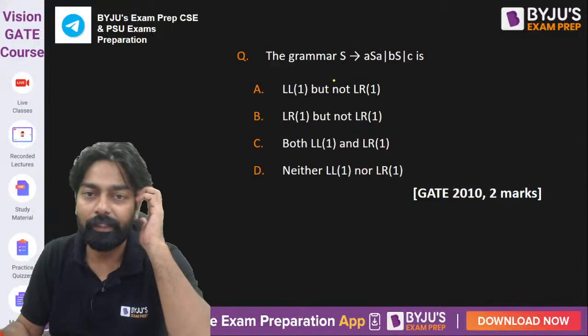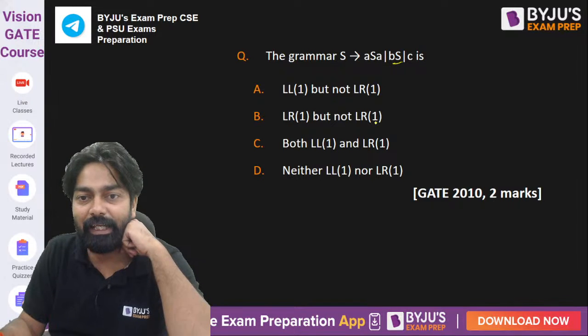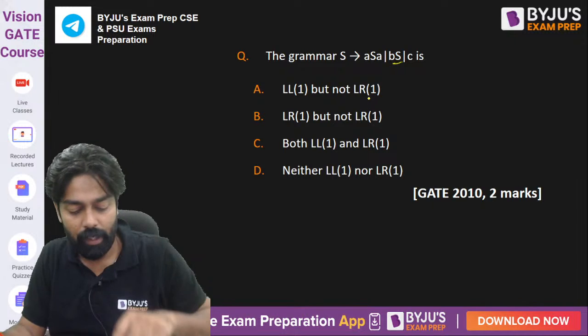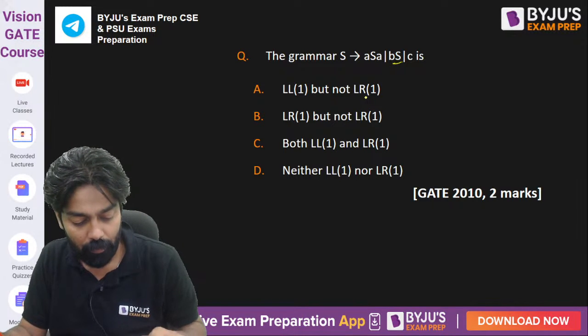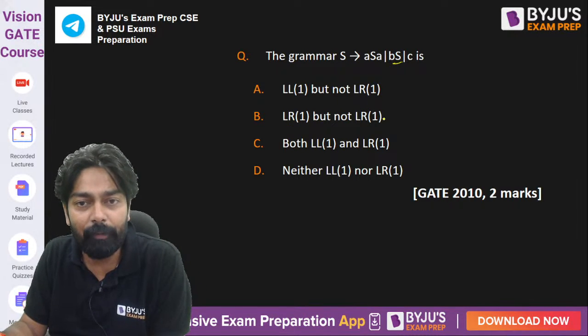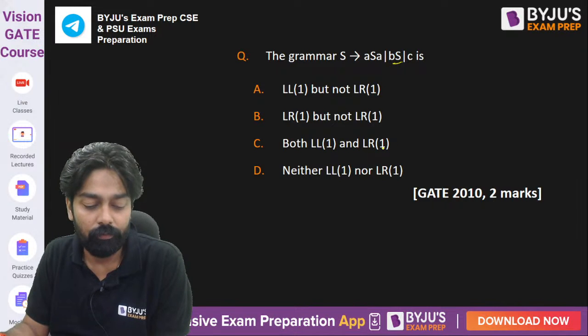Now see this grammar clearly. S goes to ASA, BS, oblique C is the grammar they are asking about. Whether this is LL1 but not LR0. Please reply, everyone. The options are: LL1 but not LR0, LR1 but not LL1, both LL1 and LR1, and neither LL1 nor LR1. What is the answer for this one?